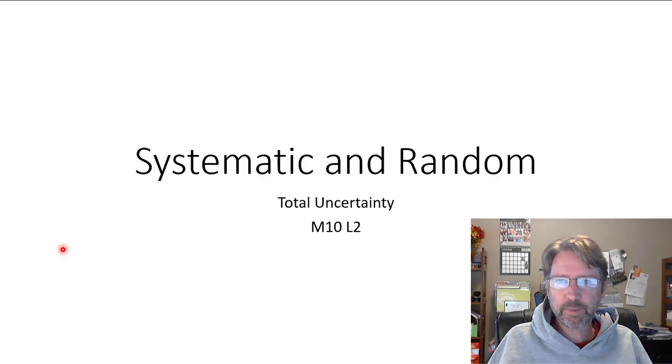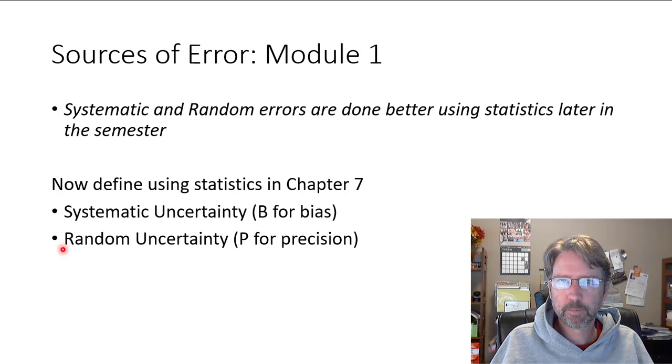Okay, so let's talk about systematic and random error. If you remember back to Module 1, there we said we had descriptions of systematic and random errors, and we said then that systematic and random errors are better done using statistics later in the semester. So that's where we are. We're later in the semester. We know a lot about statistics now, so we're going to use those statistical techniques to calculate the systematic and the random error in a measurement.